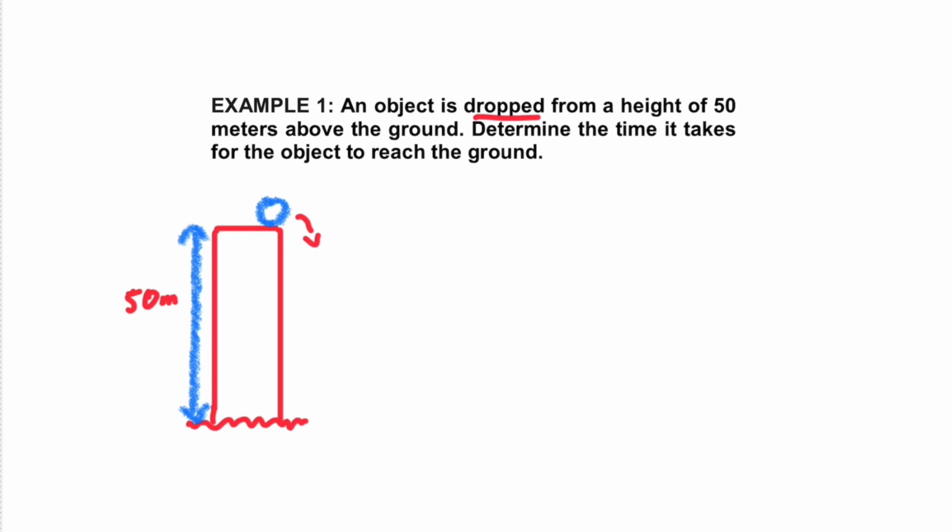When an object is dropped, it simply means that Vi equals 0 meters per second. If you drop an object, its initial velocity is 0. Okay, we will need to remember this at some point of time. Let's carry on. So we have delta Y. Delta Y can be equal to 50 meters or minus 50 meters, depending on which direction you take as positive.